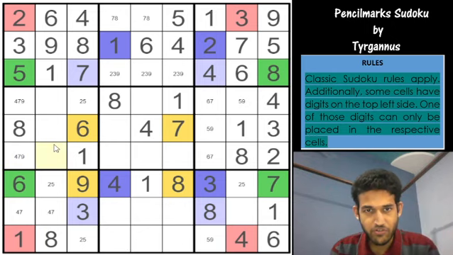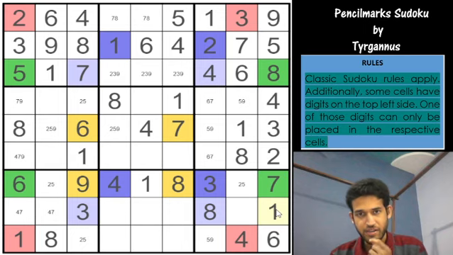Okay, let's finish off row 5. 4, 6, 7, 8, 1 and 3. So we need 2, 5, 9. So I'm going to place those 2, 5 and 9. Okay, because of the 4 here, this is not a 4, that's 7 and 9. Okay, 3, 4, 7, 1 and 8. So we need 2, 5, 6 and 9, right?